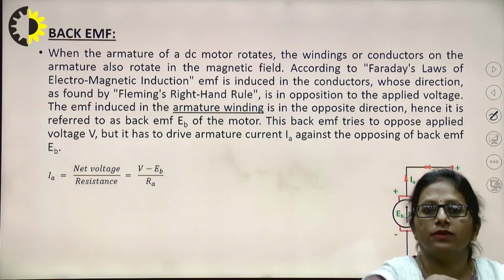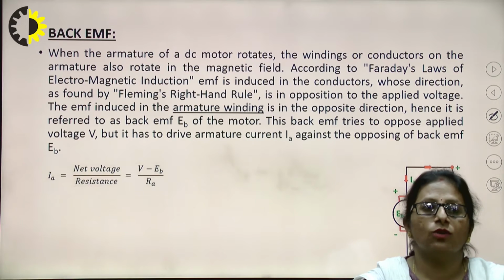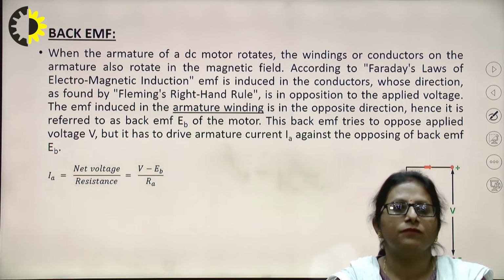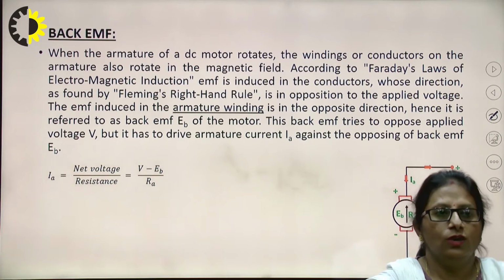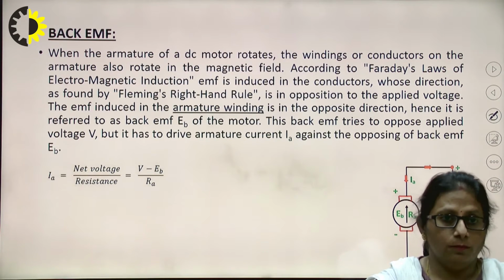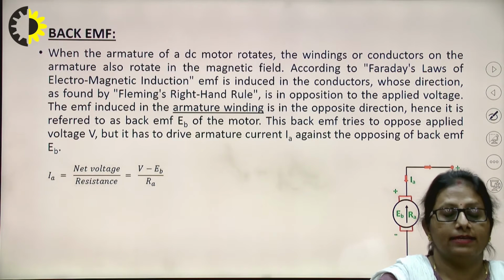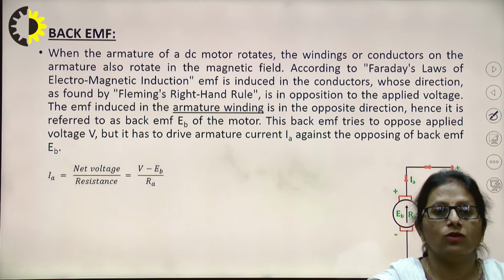So, after the motoring action, obviously the conductors are also moving. Now, according to Faraday's law of electromagnetic induction, the EMF is induced in the conductors, whose direction, as found by Fleming's right-hand rule, is in opposition to the applied voltage, right? And that can be given by Lenz's law as well, you know.